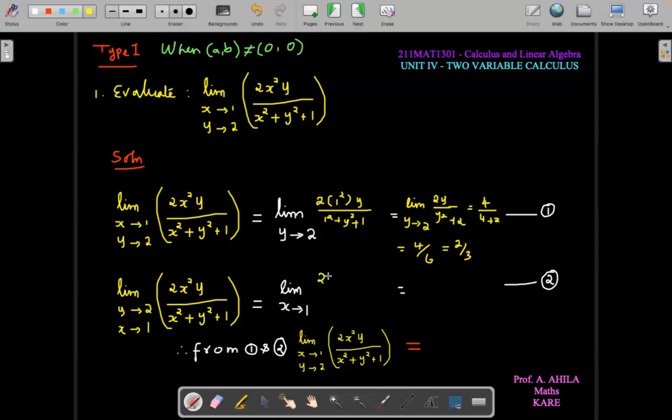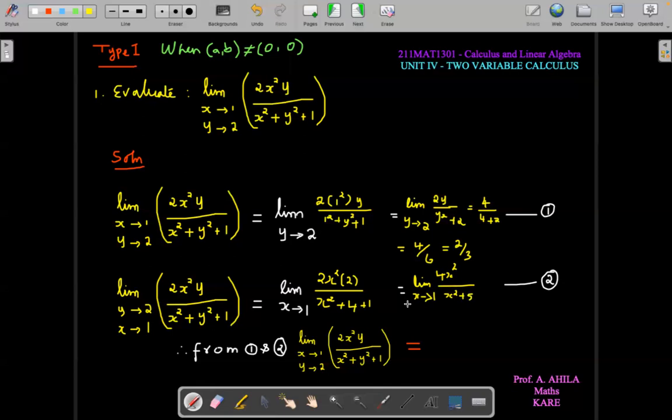So 2 into x square into 2. Instead of y, substitute 2. So here x square plus 2 square, that is 4, plus 1. So when I simplify, I write again for the sake, limit x tends to 1, 4x square by x square plus 5.